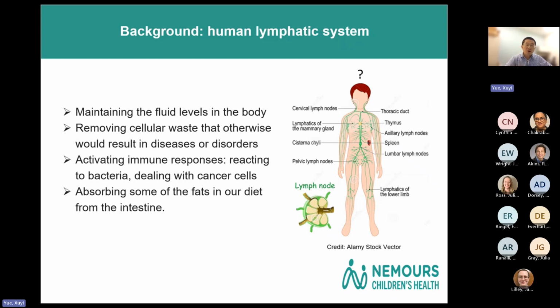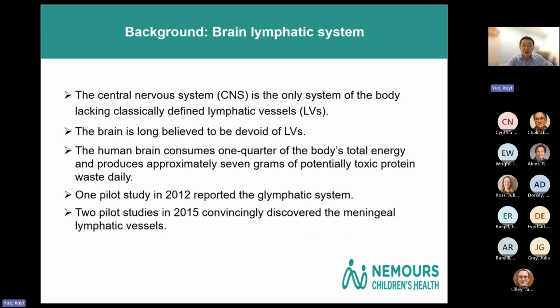Then the question arises: do we have a lymphatic system in the brain? For over 200 years, many people thought there was no lymphatic system in the human brain. For a long time, many people thought the central nervous system lacked a classically defined lymphatic system. However, we know that the brain makes up 2% of body weight and consumes about 20 to 25% of energy.